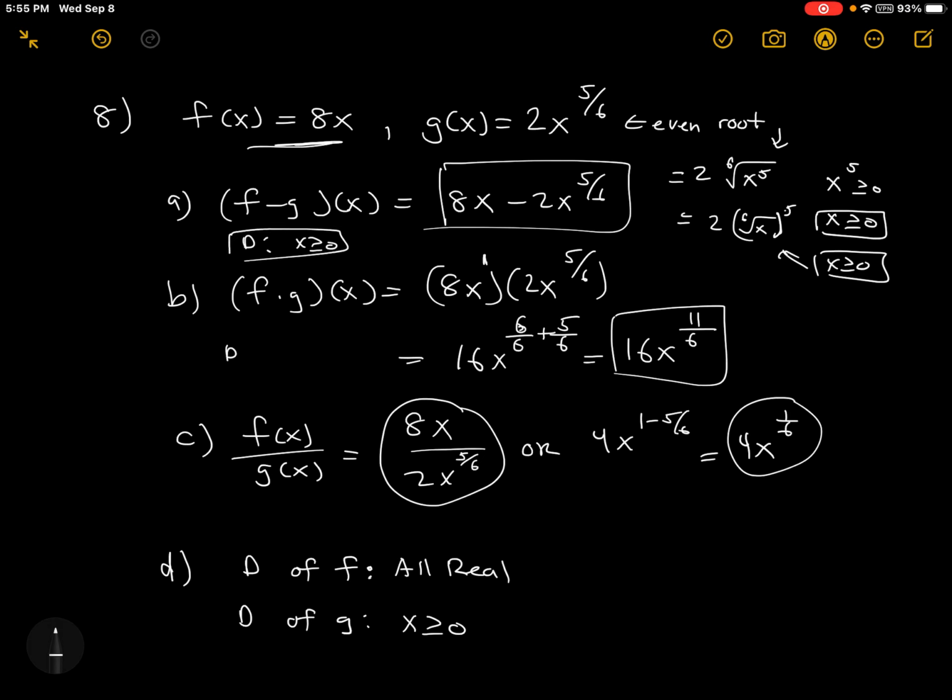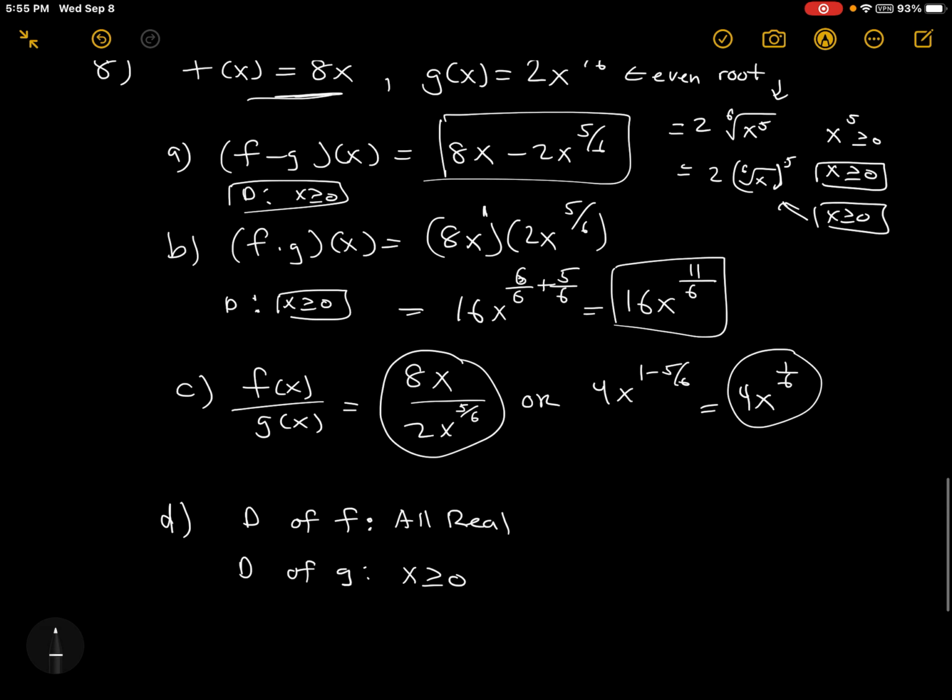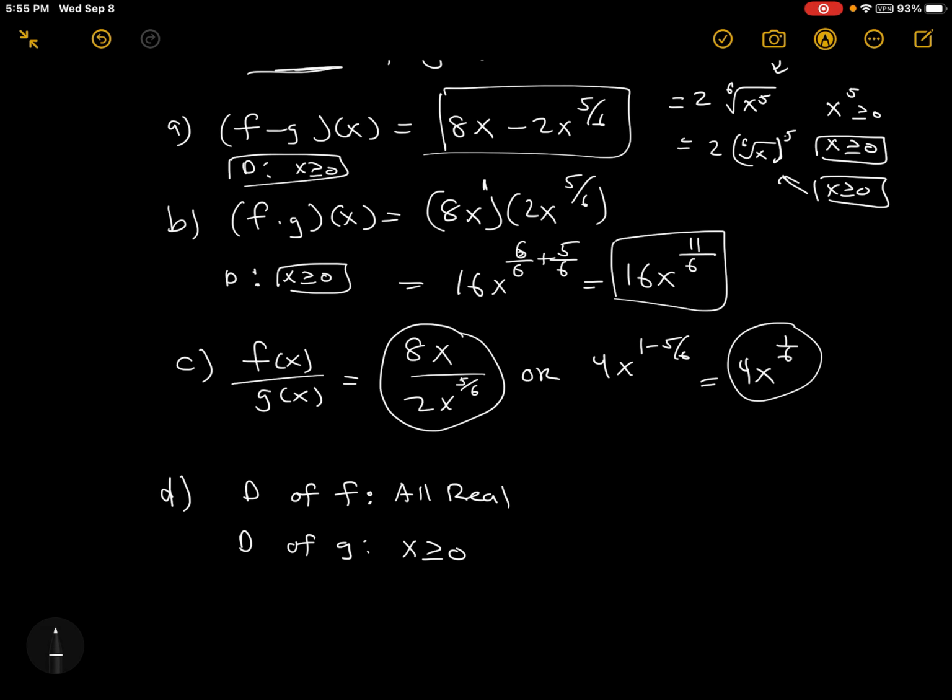All right, so part C with the slowdown, we have to do this one extra step where g of x does not equal 0. So what was my g of x function here? Okay, it was 2x to the 5/6. It can't equal 0. Let's get x by itself. Divide both sides by 2. 0 divided by 2 is 0.